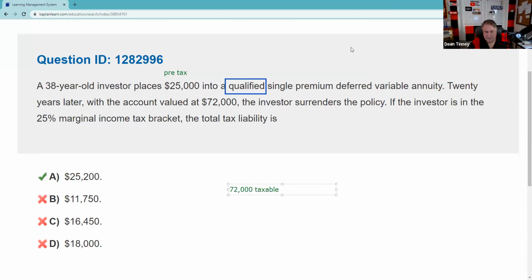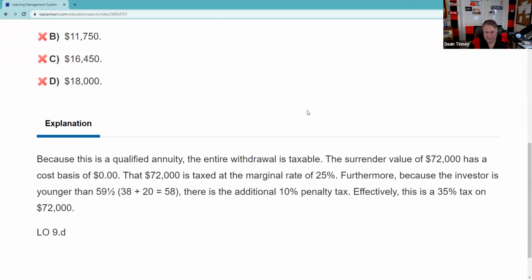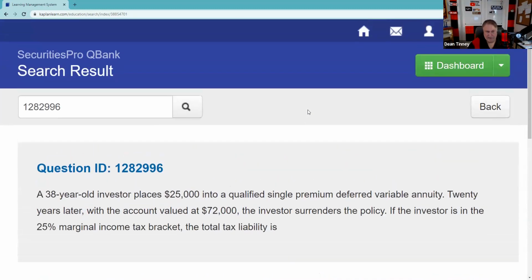And then it says you're in a 25% tax bracket and the keyword qualified annuity. So 25% of that plus the 10% penalty, that's an additional 10. And then effectively that's 35. I don't think they asked you the effective tax bracket, but that's what that is.